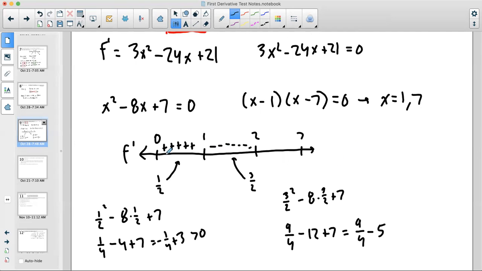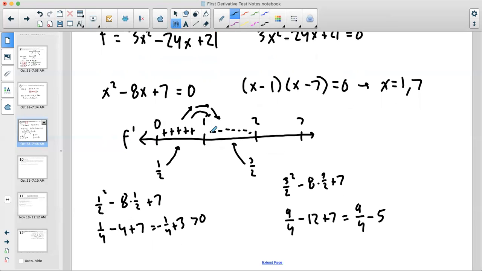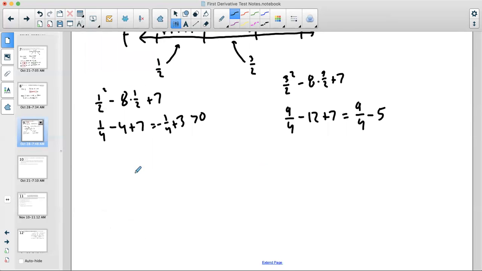So I'm now done. I've discovered the critical point was 1. I did some analysis where I looked to the left and to the right of it. I see that the function is increasing. Sorry, the derivative is positive, 0, negative. It's going to be a maximum. So I could say something along the lines of x equals 1 is a maximum of f of x. I think that language is okay.